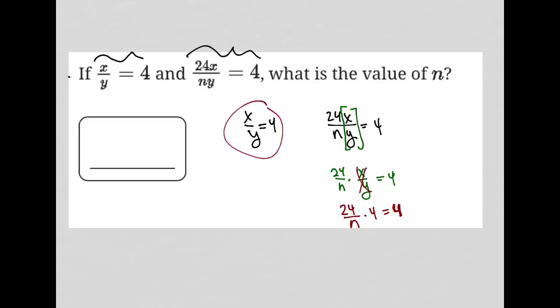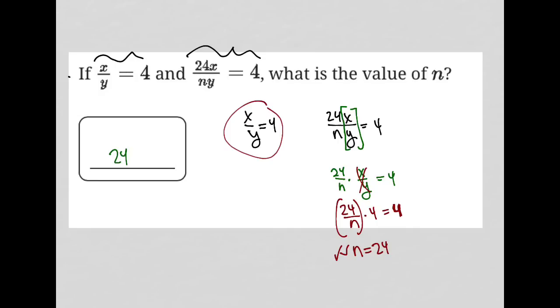How is that possible, right? The only way that's possible is if 24 over n is equal to 1, right? That's the only way, because then we'd have 1 times 4 equals 4. So n has to be 24, because that's the only way to make 24 over n equal to 1. That's one way to think of it, and that would be our correct answer.